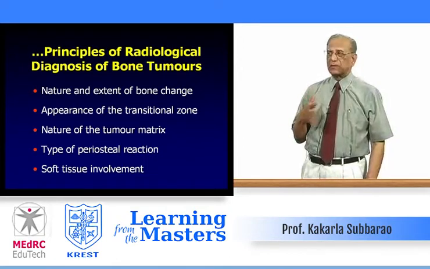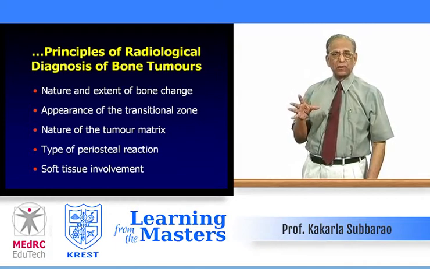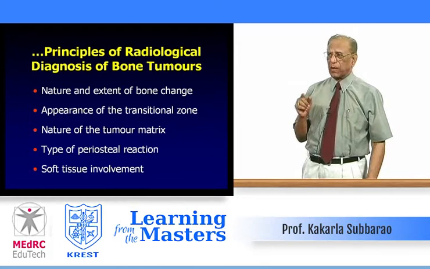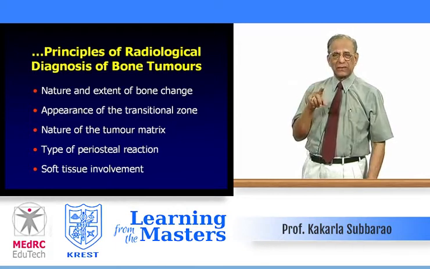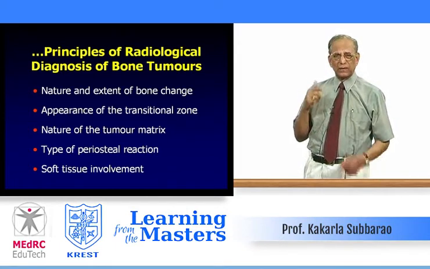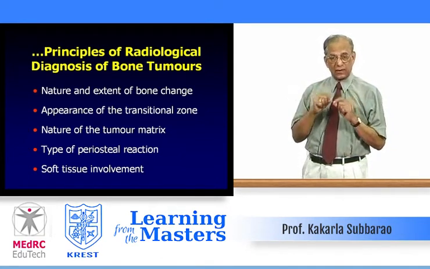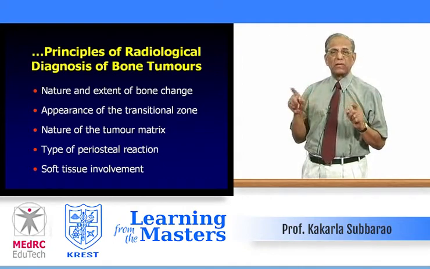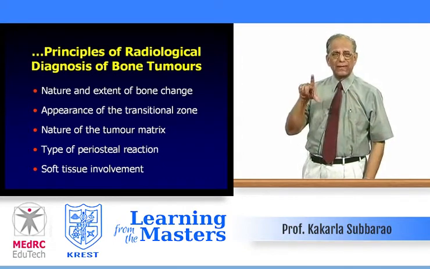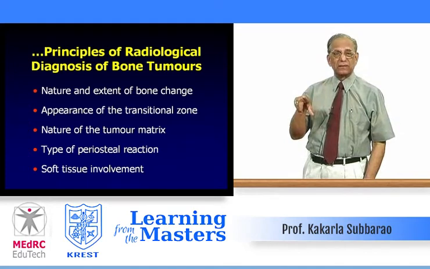And the nature and extent of bone change. Is it aggressive? Is it ballooning the bone? Is there a lot of periosteal reaction? The aggressive or benign nature should be noted in the radiograph. Appearance of the transition zone. The transition zone is the zone of transition between the normal and the abnormal. If it is thin, occasionally sclerotic, you definitely think of a benign lesion. If it is wide, you think of an aggressive benign lesion or a malignant lesion.